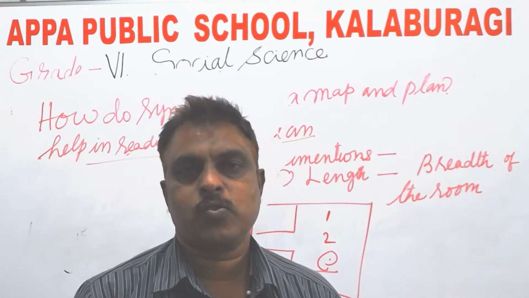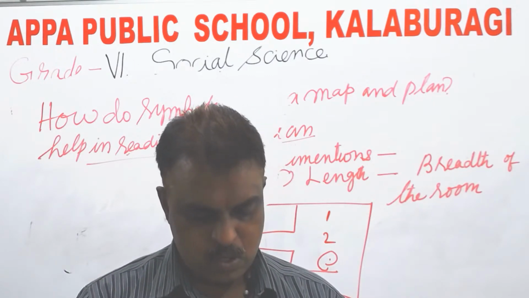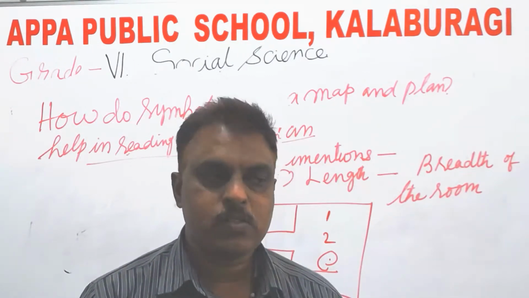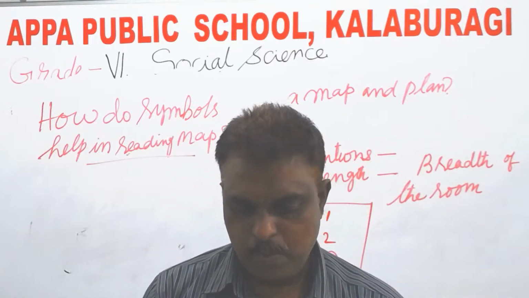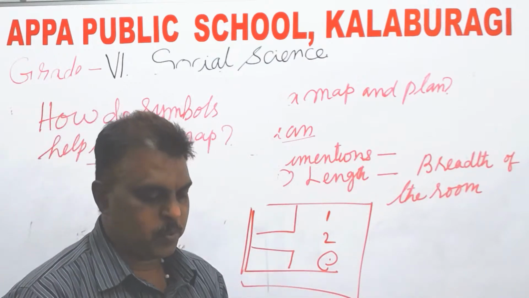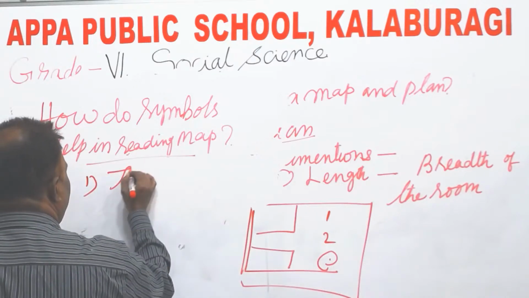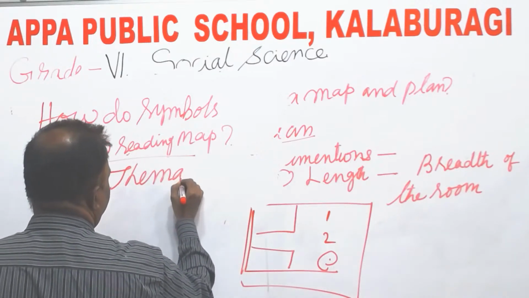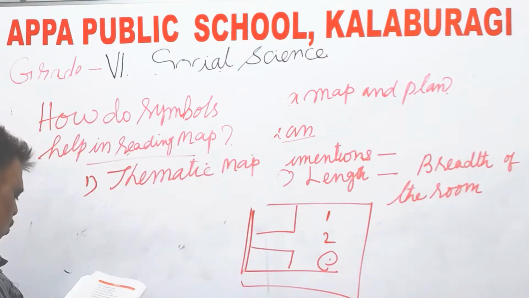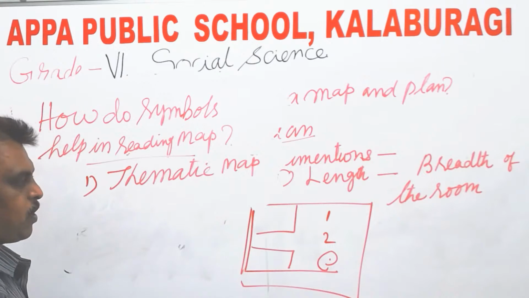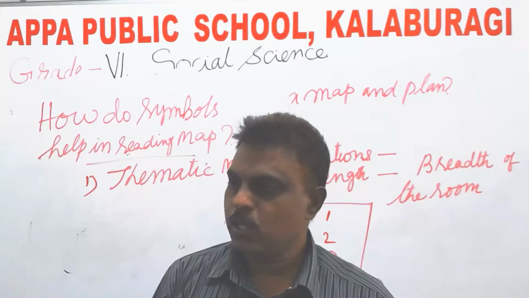This one is question number 1. Tick the correct answers. There are 4 questions. The first one is map showing distribution of the forest. Map showing distribution of the forest means the first one is thematic map. In this thematic map, it shows the distribution. These things it will show.